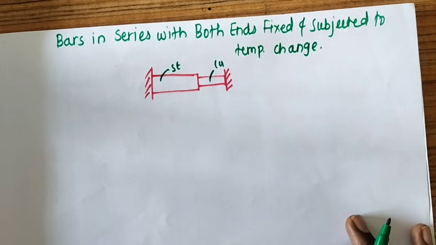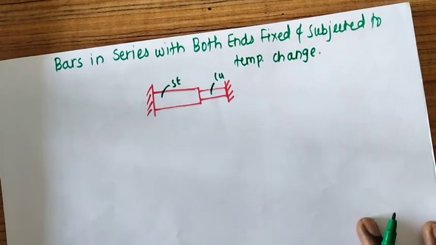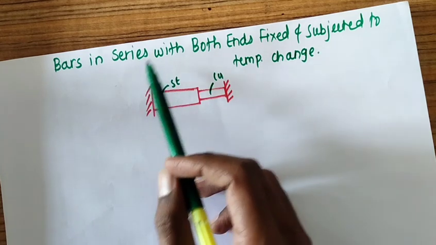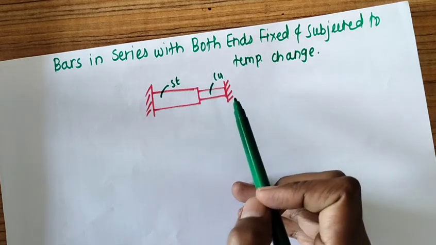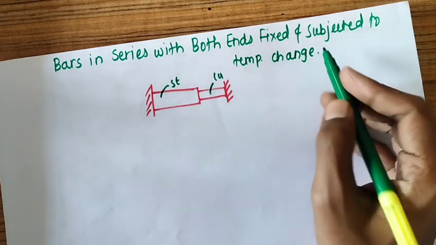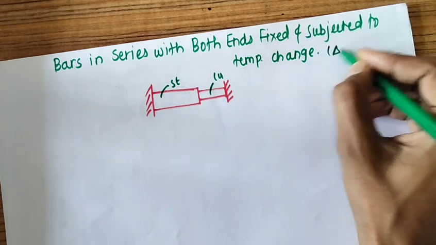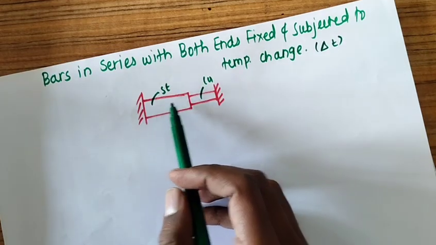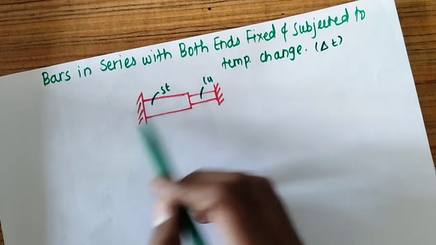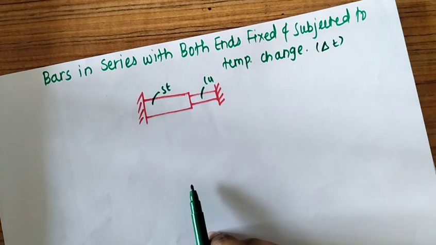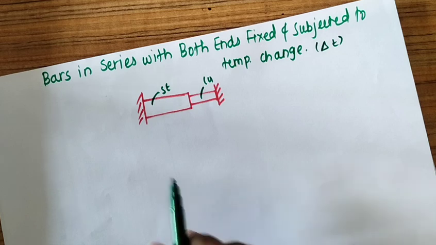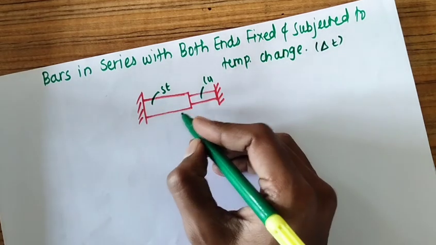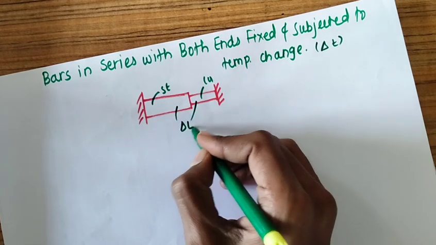So the next topic under thermal stresses is how to determine thermal stresses when bars are in series with both ends fixed and subjected to a temperature change, let's say delta T. Here we consider one steel bar connected with a copper bar, and both ends are fixed. We want to understand how much the elongation will be when these are subjected to a temperature change delta T.